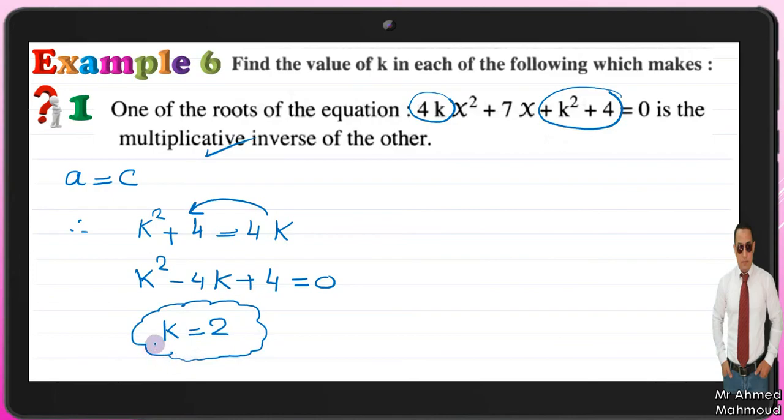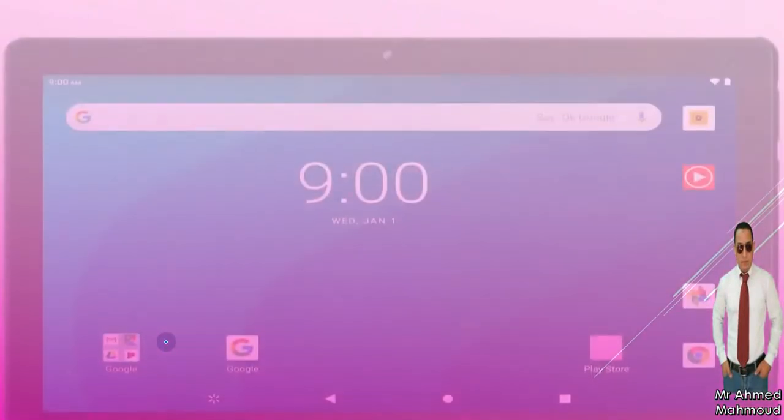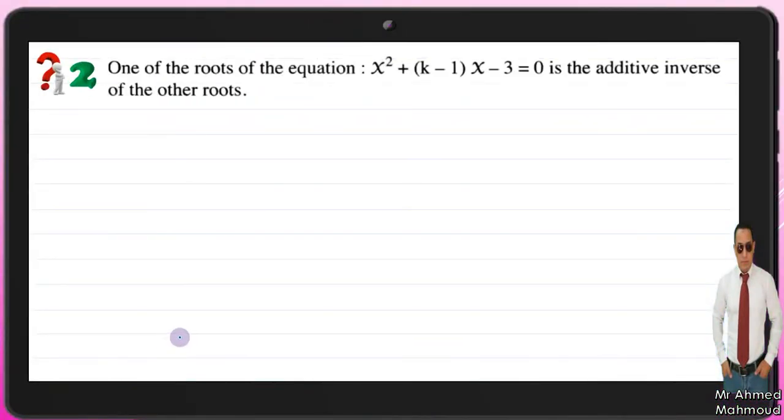Number 2, one of the roots of the equation is additive inverse to the other. The additive inverse, that means B equals 0. Here B is k minus 1. Therefore, k minus 1 equals 0. Send 1 there, then k equals 1.